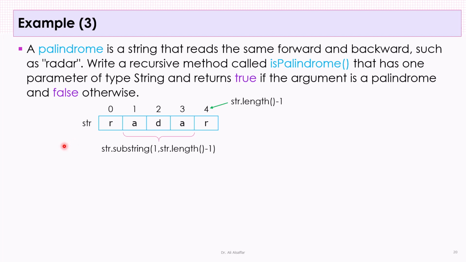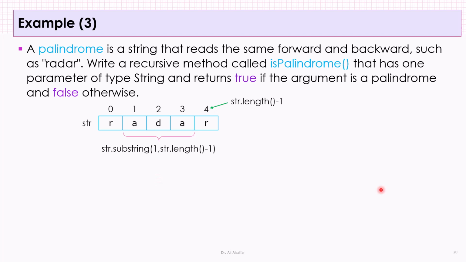But to follow this process, we need to emphasize two remarks. The first remark is that whenever we call the method substring on any string, this method returns a new string. Therefore, when we break the string into a substring that starts at index 1 and ends at index length minus 1, then the first character inside this substring is at index 0, not at index 1. And also the last character is at index length minus 1, not at index length minus 2.